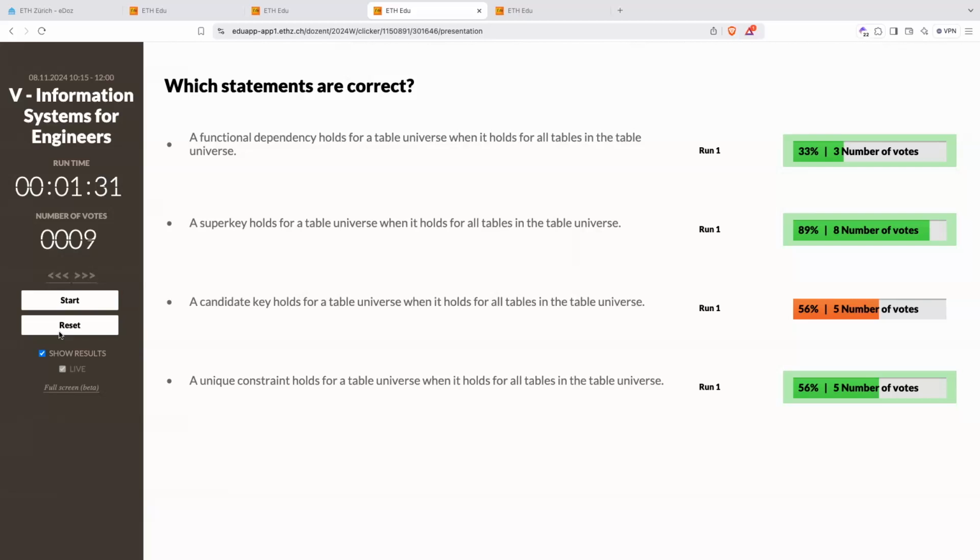But the candidate key is different. The candidate key is defined as a minimal super key in the sense that you cannot remove any of the attributes in the candidate key without it no longer being a super key. And we defined a candidate key also for a table universe as a minimal super key. I never said, for example, that a candidate key for a table universe is basically a candidate key for all tables in the table universe. That I didn't say. It's really a minimal super key also for the table universe.